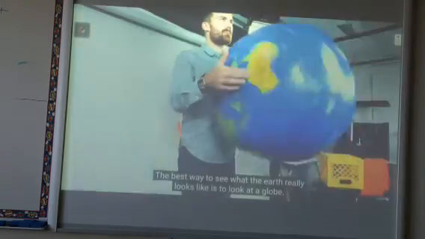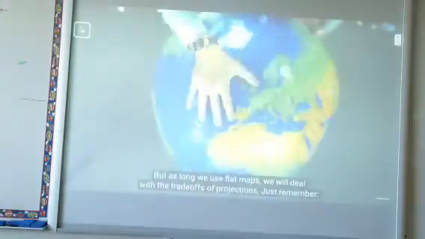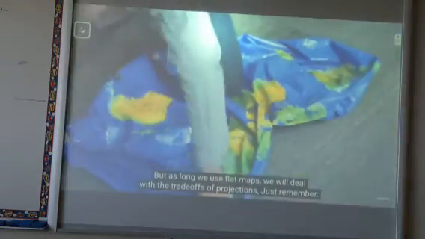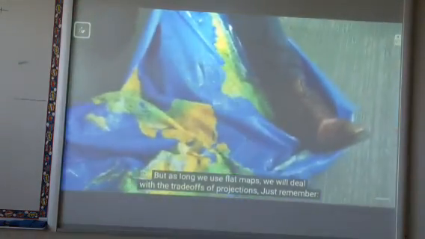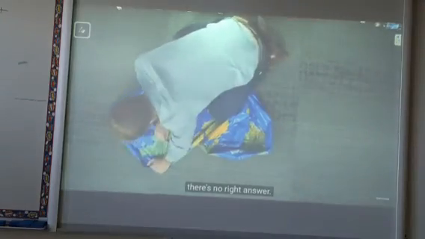The best way to see the Earth is to look at a globe. But as long as we use flat maps, we'll have to deal with the trade-offs of projections. And just remember, there's no right answer.